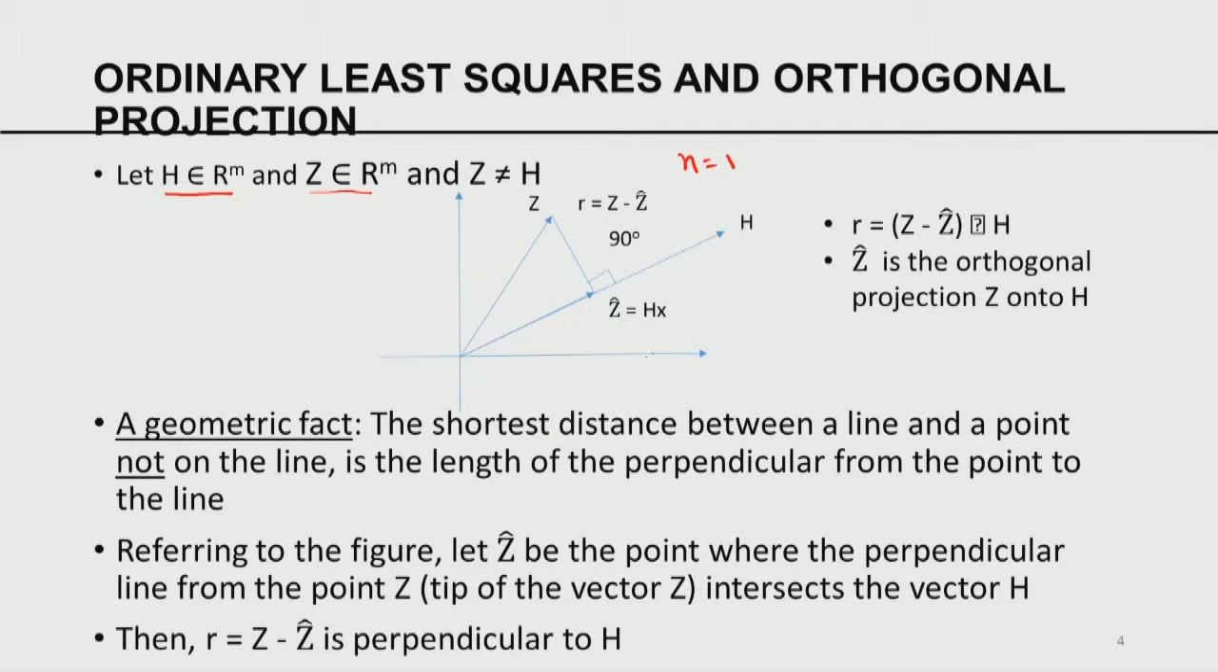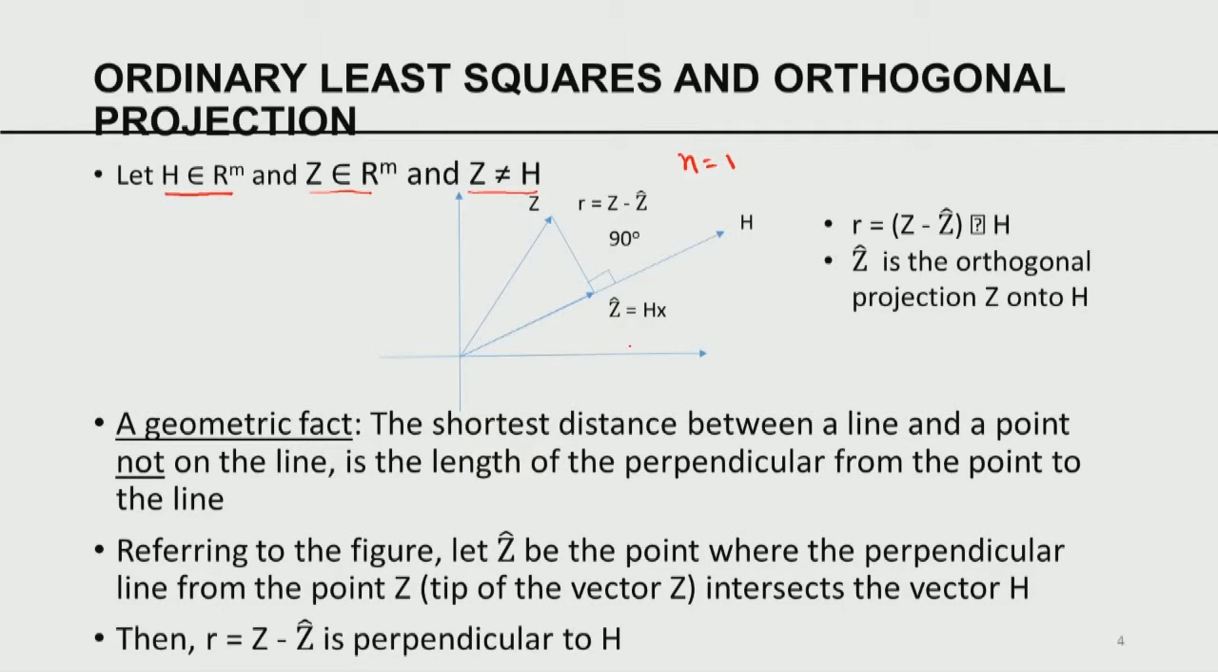I am giving an example of a two-dimensional representation assuming m is equal to 2, but the whole analysis holds for any m. Let Z be not equal to H. Therefore, if I draw the vector Z, this represents the vector Z, this represents the vector H. Now I can project the vector Z onto H to get Z hat. Z hat is a vector that is along the direction of the vector H. So I should be able to get Z hat as H times X, where X is a scalar.